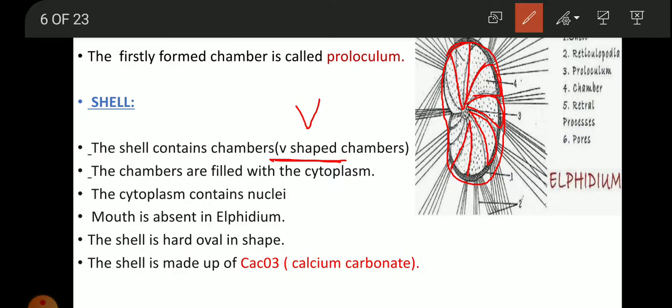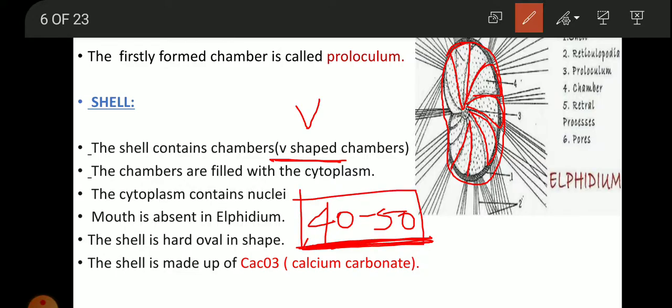So how many chambers are there in one Elphidium? Roughly there are 40 to 50 chambers in one Elphidium. In one shell, we can find 40 to 50 chambers roughly. The chambers are filled with the cytoplasm. In the previous slide itself, I showed you the chambers are filled with the cytoplasm. Here I'm indicating with the green one. You can see it over here.